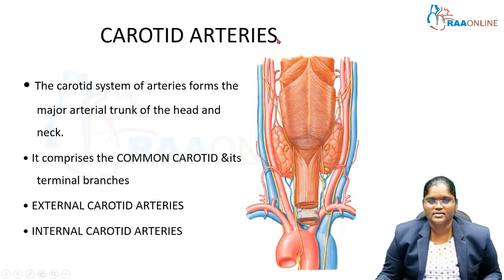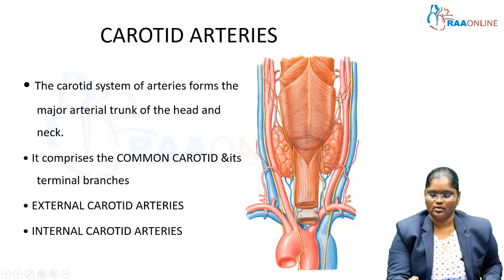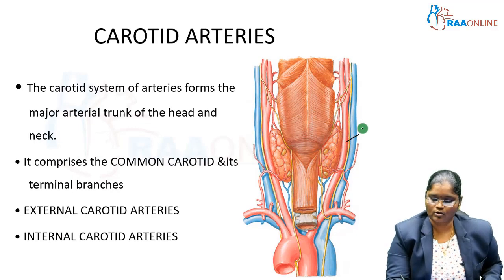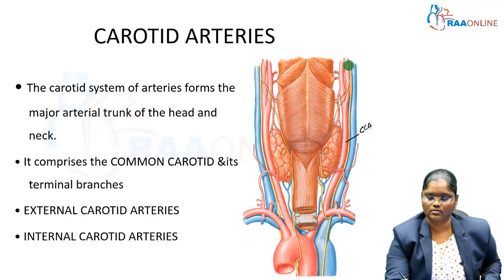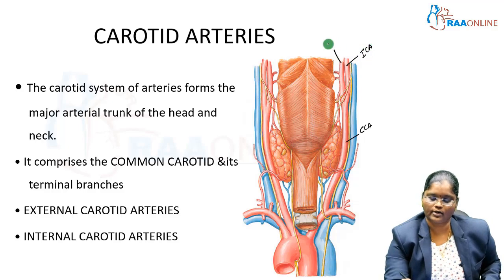The carotid system of arteries forms the major arterial trunk of the head and neck. It comprises the common carotid artery and its terminal branches. What are they? Internal carotid artery and external carotid artery. So, this is the common carotid artery. This is the internal carotid artery, and the medially located one is the external carotid artery.